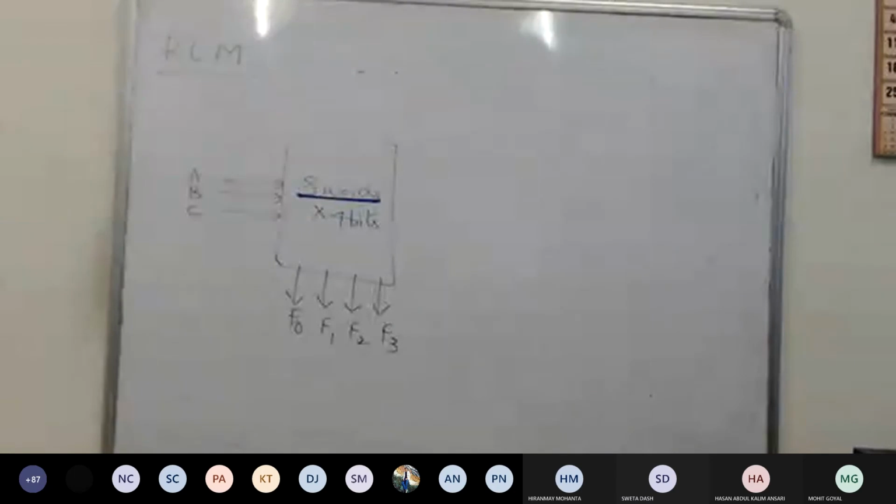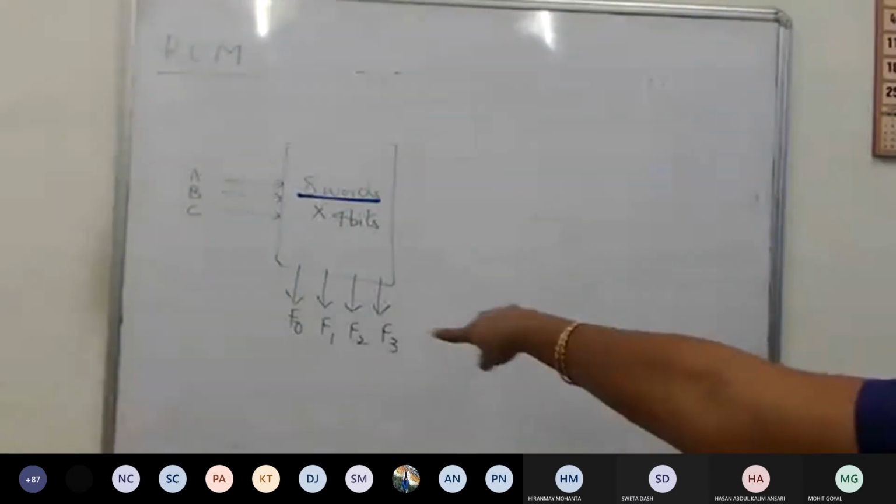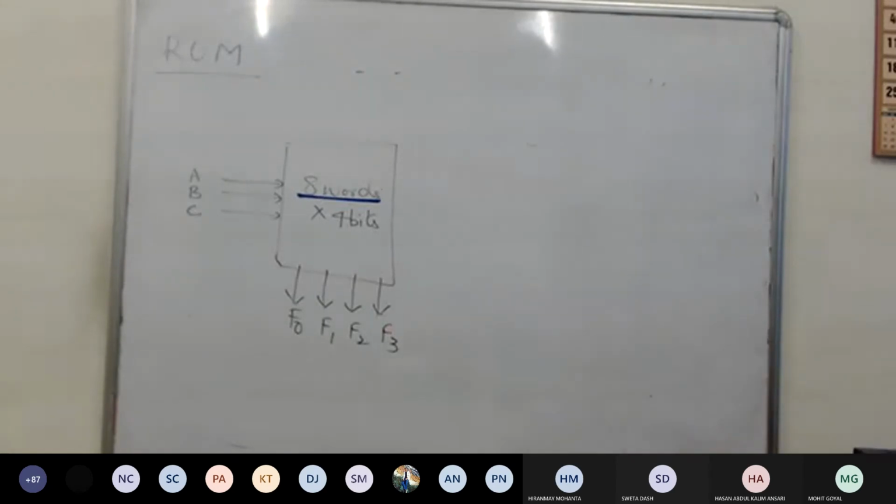Okay, now comes the next one. What is that by 4 bits? Is the 4 bits actually pointing to the 4 lines there, or can I say each word consists of 4 bits? Is it talking about the output lines or is it talking about the bits in each word?